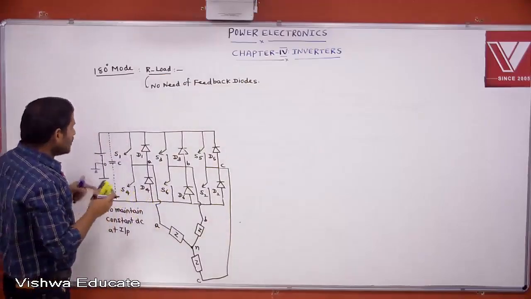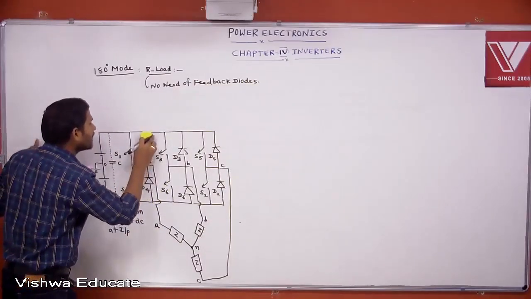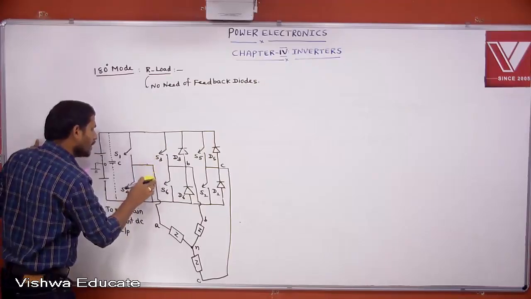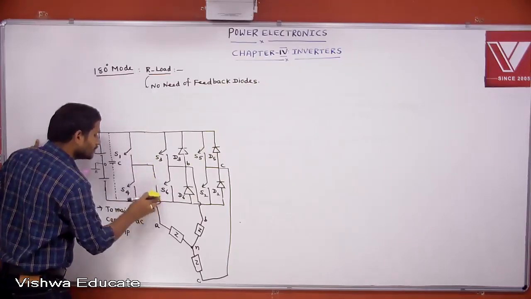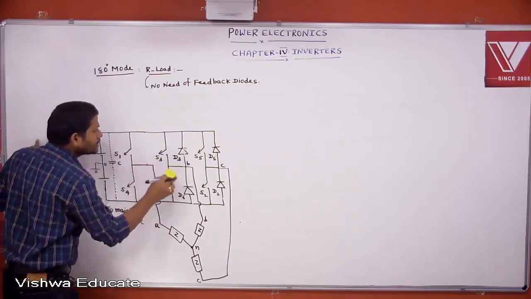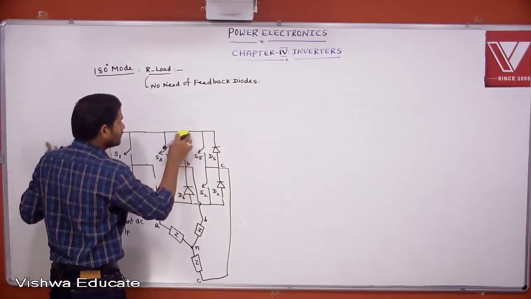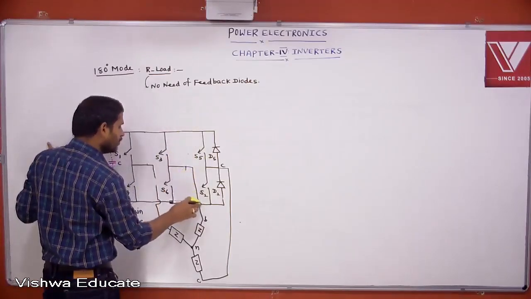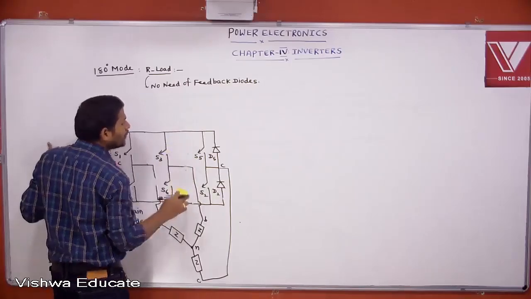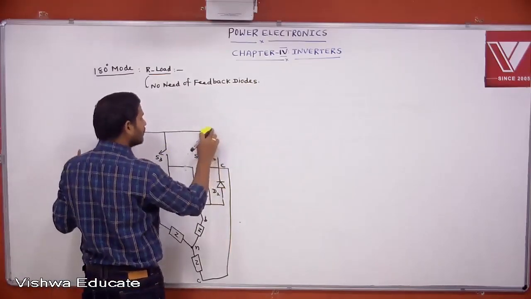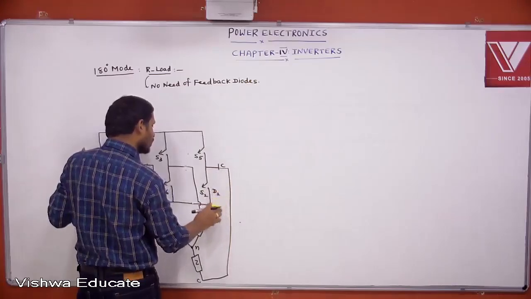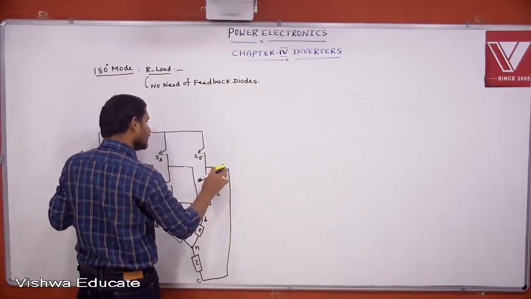Then remove these feedback diodes. Redraw the circuit. All of you once again redraw the circuit, remove the feedback diodes, and replace the load by resistive load. All of you redraw the circuit without feedback diodes, because this concept I am explaining for resistive load. Yes?